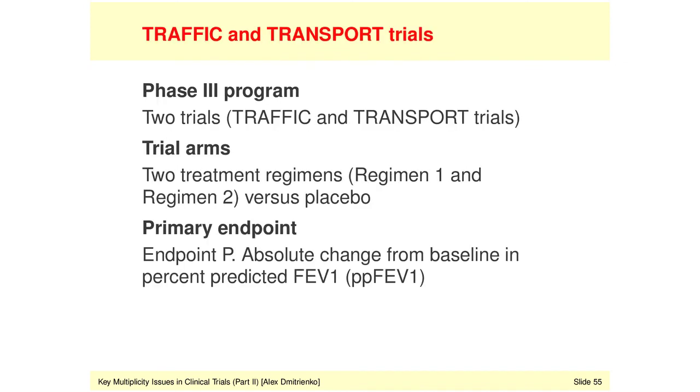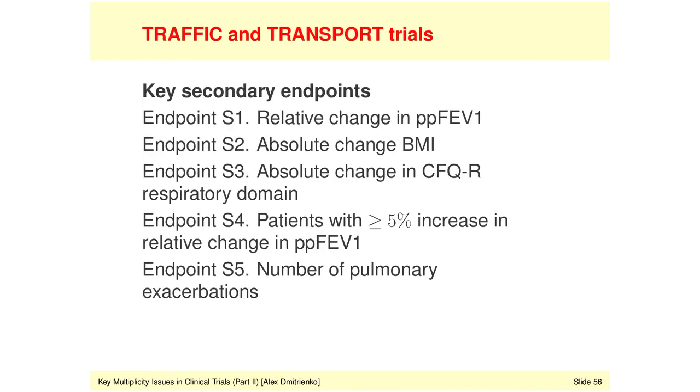There were two trials included in this phase 3 development program in cystic fibrosis. They were called the Traffic and Transport trial. Within each trial, the main source of multiplicity was the comparison of two treatment regimens for this combination drug therapy that will be labeled regimen 1 and regimen 2, and they were compared to placebo. The second source of multiplicity was the analysis of the primary endpoint, which is defined on the slide, and also multiple key secondary endpoints that are listed on slide 56.